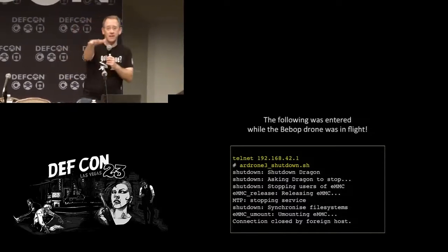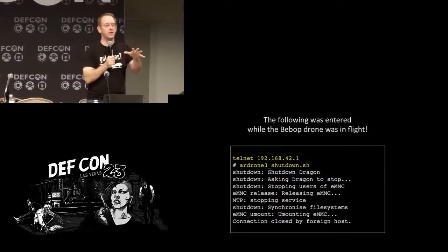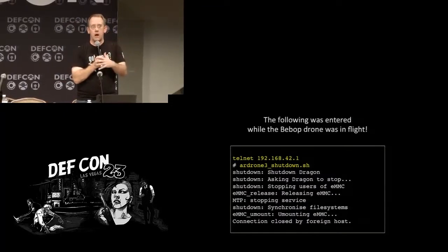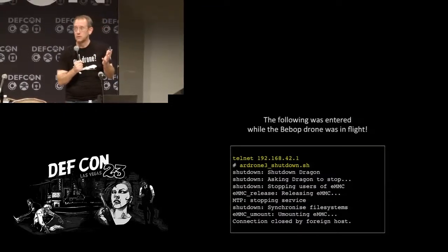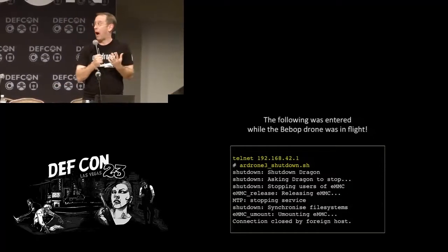I was thinking the shutdown feature would gracefully just shut down the rotors and down it would go. This thing, there was no graceful shutdown. It literally flew right by, and I'm like, wow.